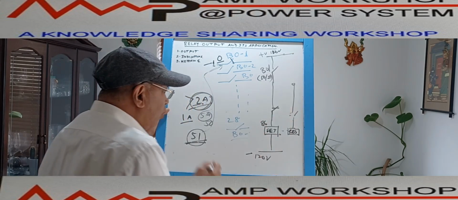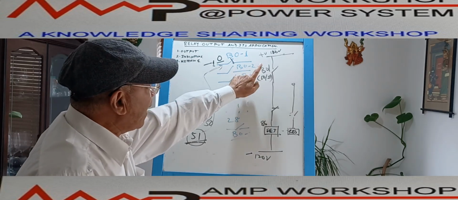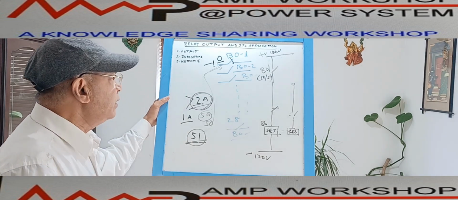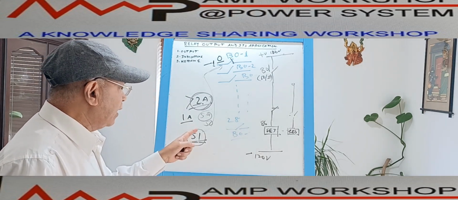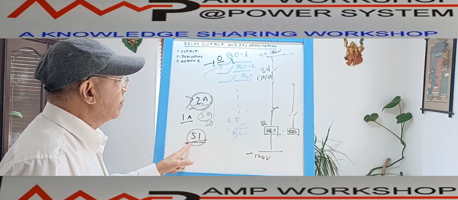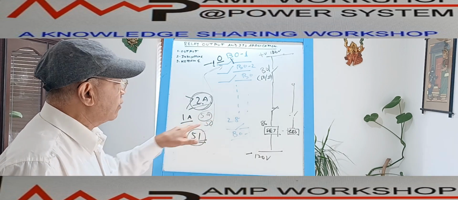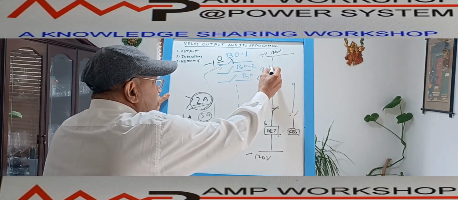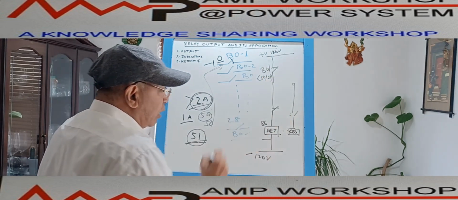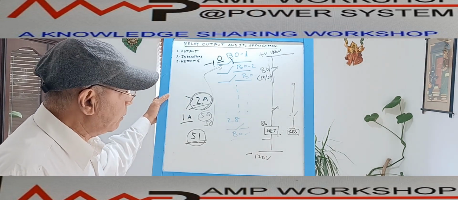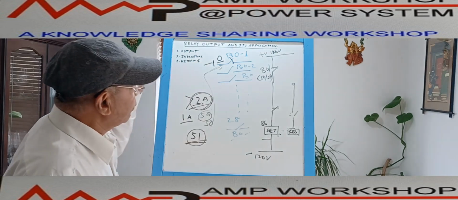The moment BO1 activates, what is BO1 representing? BO1 represents the overcurrent condition, either IDMT overcurrent or instantaneous overcurrent. With any of the functions operating, BO1 will immediately activate and close this contact. Then this lockout relay will operate, and the lockout relay will trip the breaker. That is what we have seen. So this is one way I can do that.